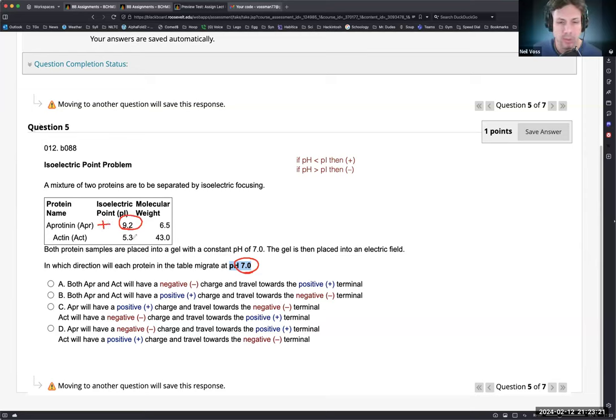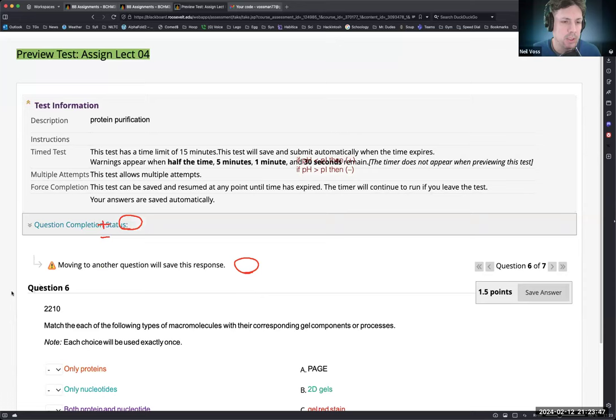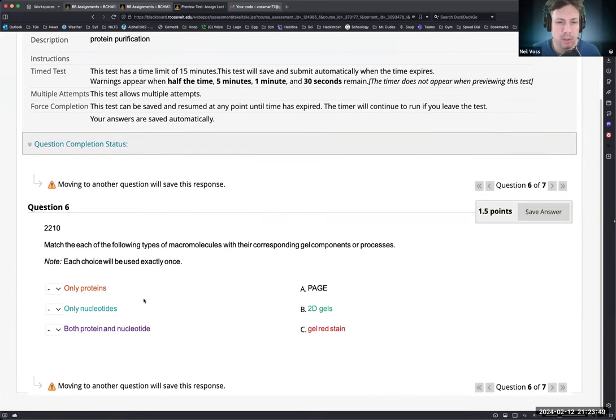Actin, the PI is 5.3. So in this case here, the pH is greater than the PI, so boom. And if I did that correctly, it should be obvious here. So the first protein will be positive and travel towards the negative, and actin will be negative. That's the one I derived, so we'll see how that turns out.